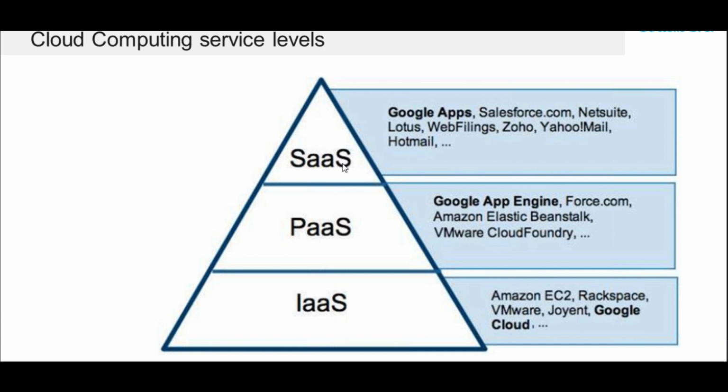Because here the cloud provider has to manage only the infrastructure. The rest of the things will be taken care of by the user. Whereas in the case of platform as a service and software as a service, most of the things are managed by the cloud provider. So they have to deploy more resources also, and they charge for that. Right?